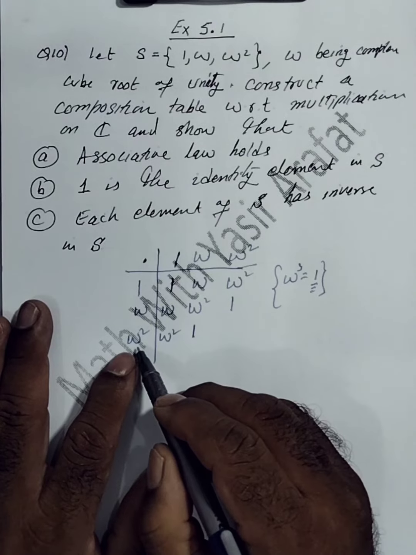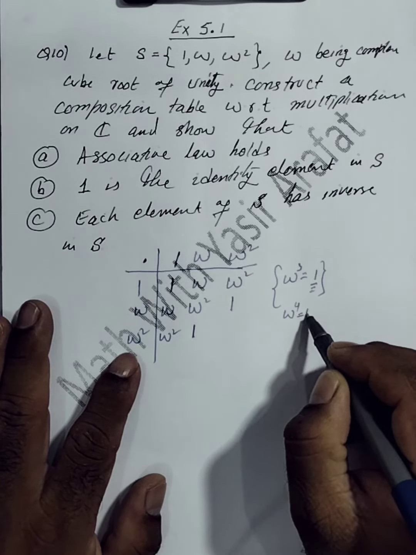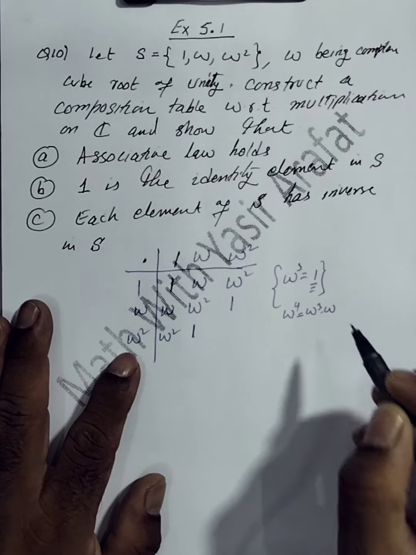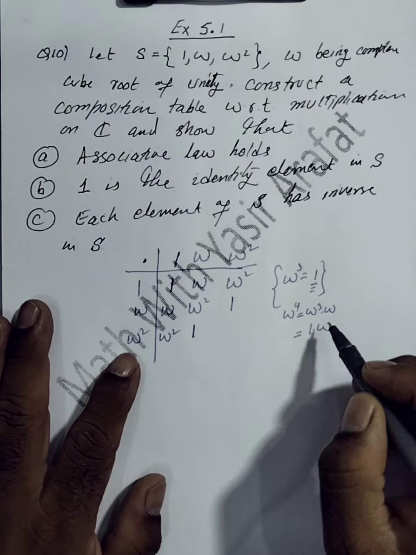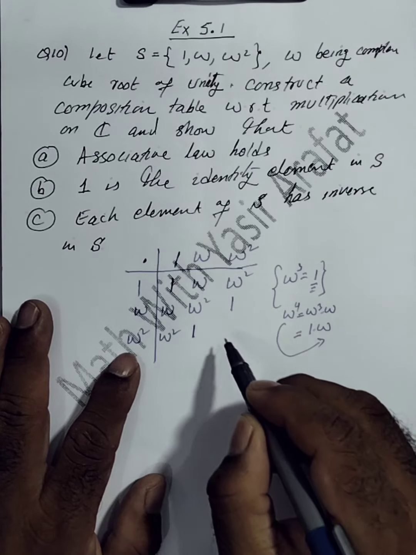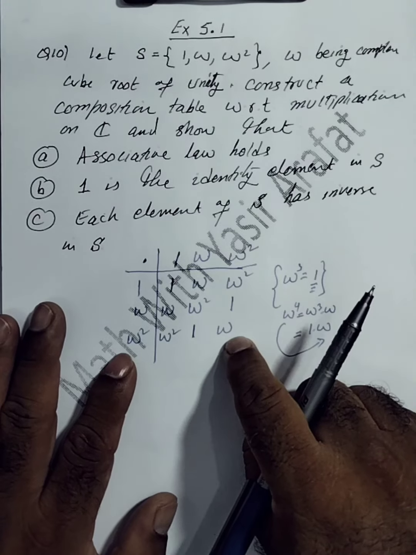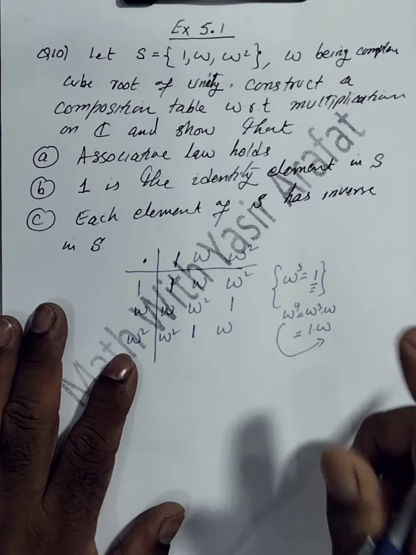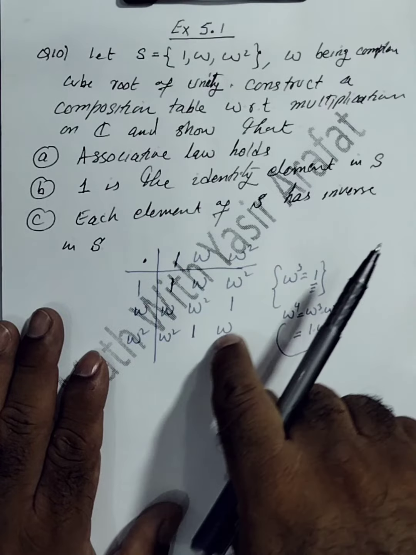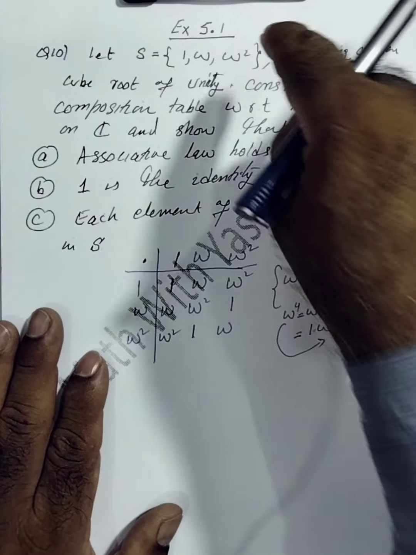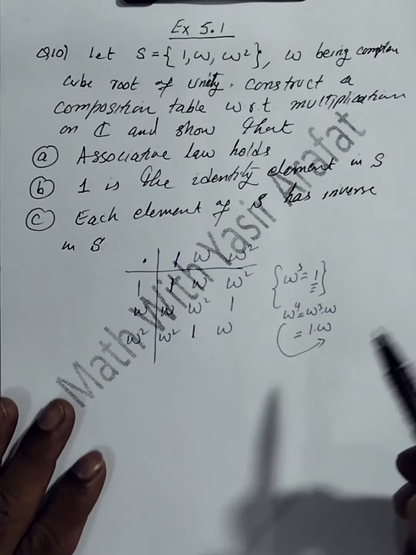Omega square into omega square is equal to omega power 4. Omega power 4 means omega cube into omega. The value of omega cube is equal to 1, so the value of omega 4 is equal to omega. So here we write down omega, not omega 4. Dear students, we have performed the multiplication and all results belong to the same set, so we are able to say that multiplication is a binary operation on S.